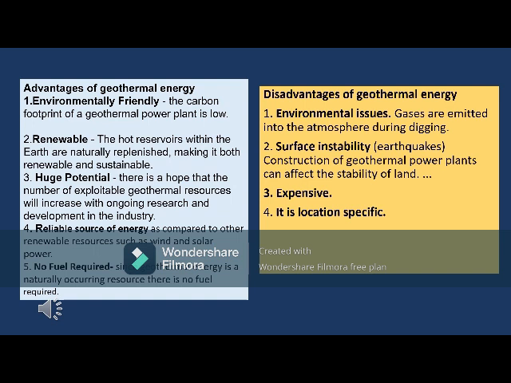Number two, surface instability. The construction of the geothermal power plants might affect the condition of the soil or stability of the land. Number three, it is expensive to put up such a power plant. Number four, it is location specific because it can only produce and supply energy within the vicinity of the power plant.